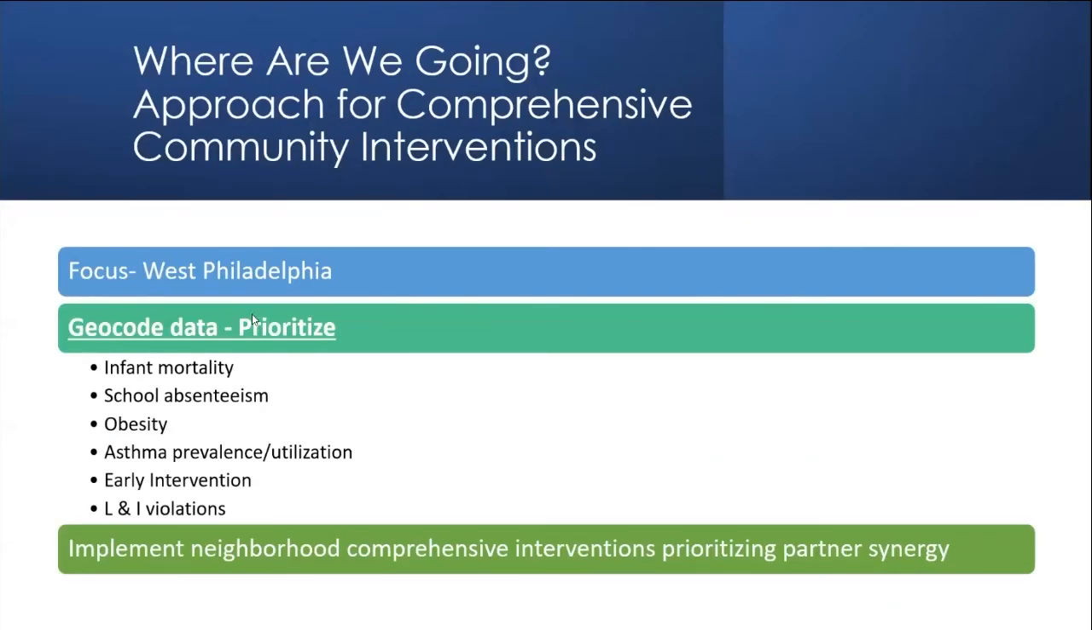So our approach is, again, to focus on West Philly, to geocode and prioritize data. We're going to look at this first, and then from that, we'll look at this data and decide what will be our areas of focus. And then our overall goal is really to implement more of a comprehensive intervention rather than individual interventions. So we'll bring all the strengths of CHOP, all the strengths of community to the neighborhood and implement that in a comprehensive way.